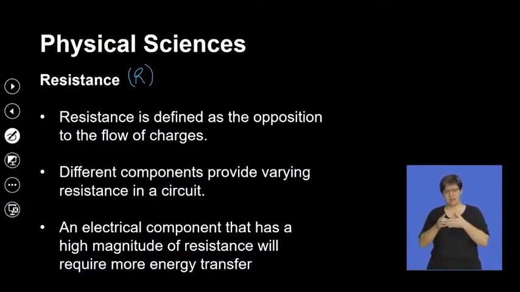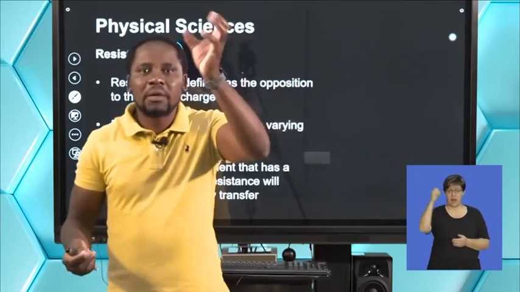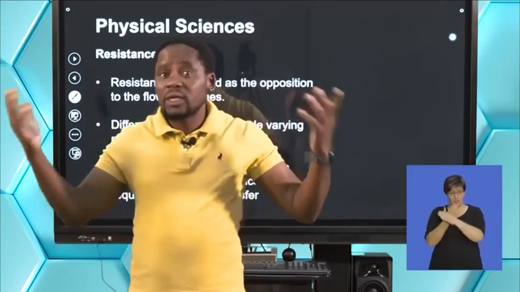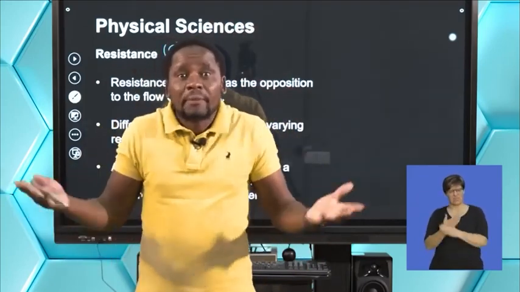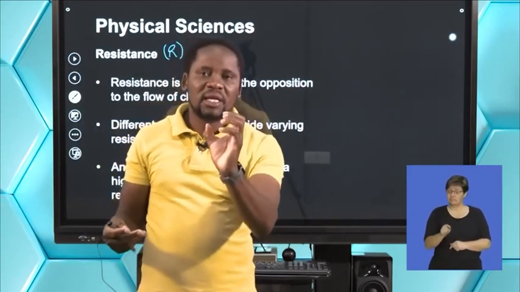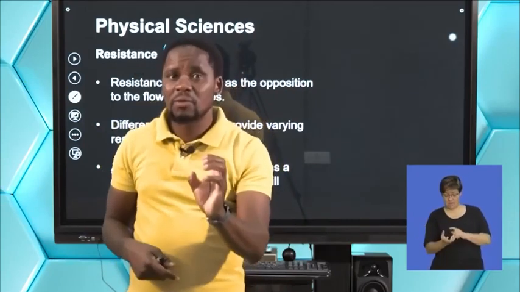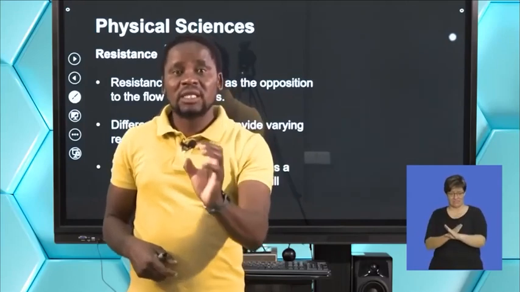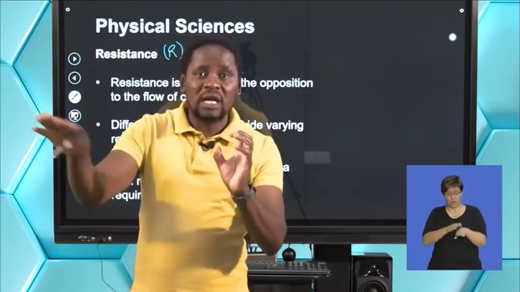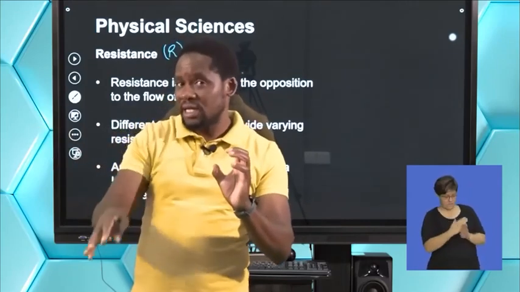Different components, electrical devices, provide varying resistance in a circuit. Let's make a practical example. A light bulb is a resistor. In what sense? What do we mean when we say a light bulb is a resistor? We are saying that a light bulb, as an electrical component, offers resistance to the flow of charge, or offers resistance to the current.